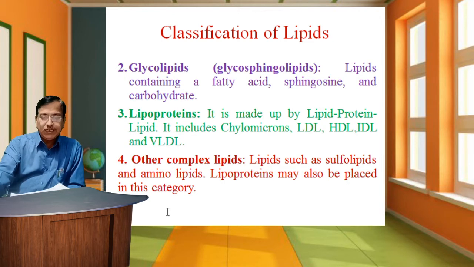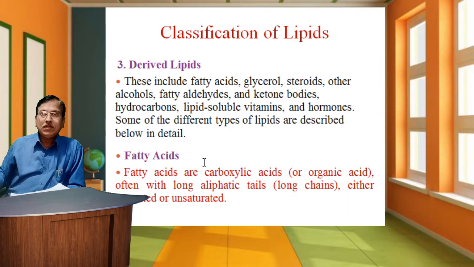Next are the other complex lipids, such as sulfolipids and aminolipids. Lipoproteins may also be placed in this category, as may monoacylglycerol or diacylglycerol. Sulfolipids and aminolipids are the two groups included among the other complex lipids, the sulfo groups of the lipids.